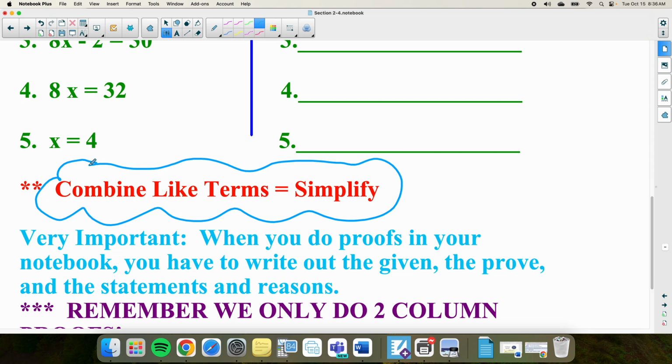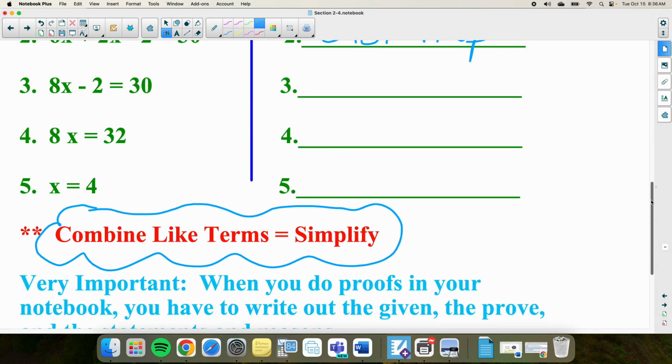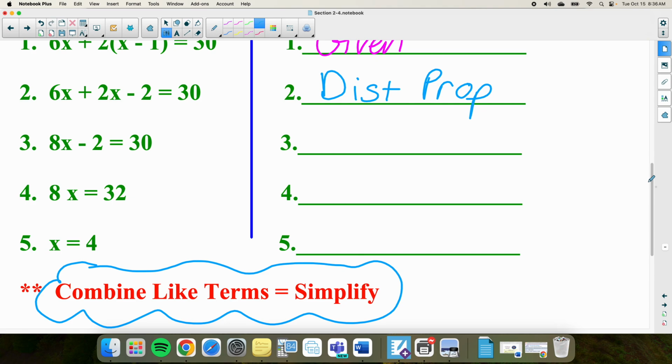And then a reminder, no matter if they ask you to do a flow proof, paragraph proof, or 2-column proof, we are always doing 2-column, okay? So that will happen as we go through too. All right, so let's go back up here. Do you guys get that from step 2 to step 3, they just combine those like terms? When you combine like terms, that is just simplify.